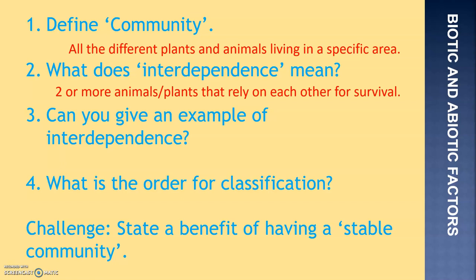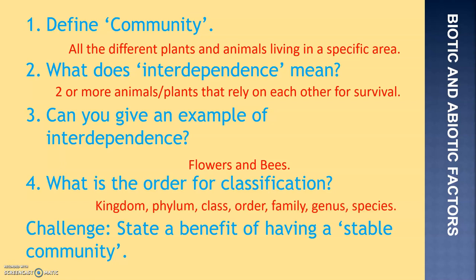Brilliant. And can you then give an example of interdependence? The flowers and the bees, for example, is an example. And then the 4th question, what is the order of classification? I remember asking this question last lesson. Can you remember it? Yes. So kingdom, phylum, class, order, family, genus, and species. Did we get that right? I know that was quite a difficult one, but try to use something that will help you to remember it.